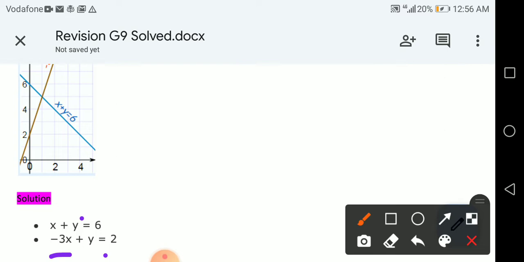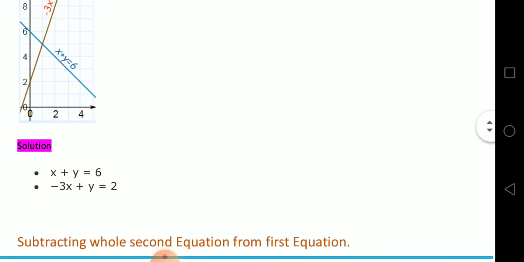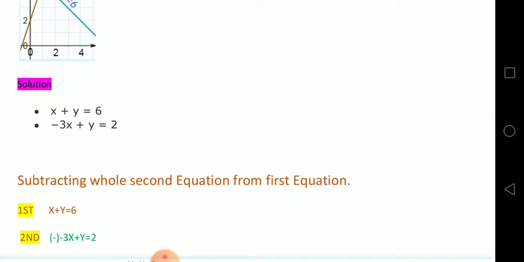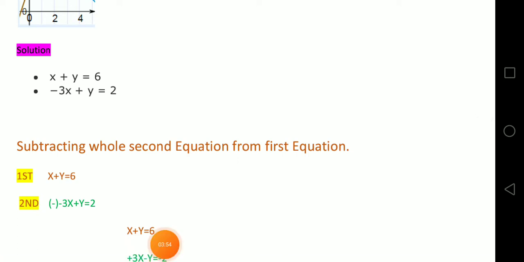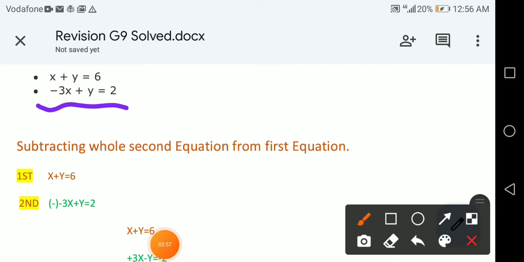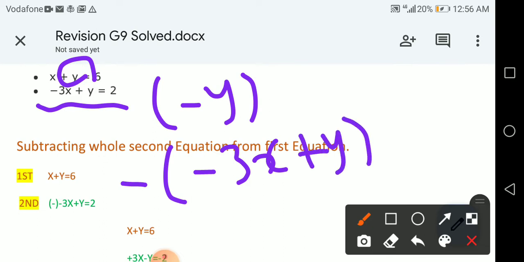So what do you think? What should we do? We can eliminate y because this is without any coefficient. So let's eliminate y. I'm going to multiply the second equation by negative to be the additive inverse of positive y to eliminate it. So I will multiply negative times the whole equation, all terms inside the equation.